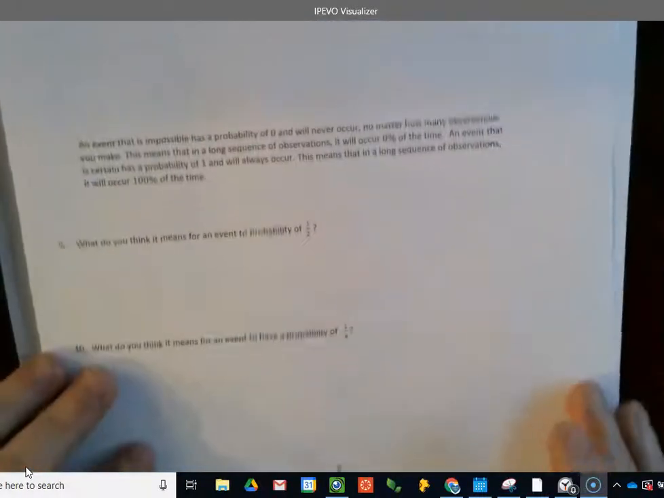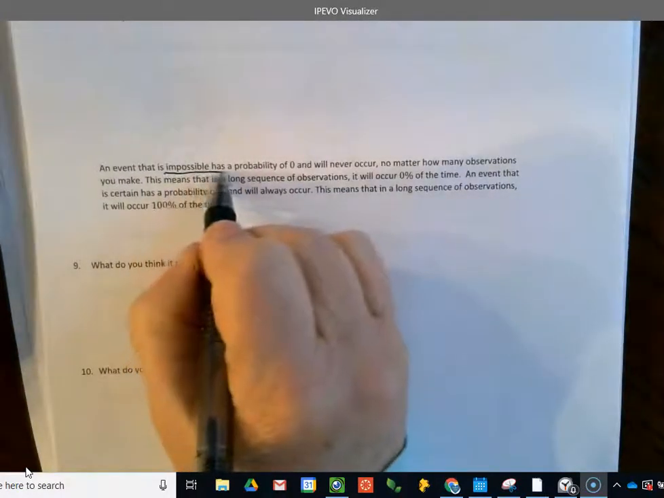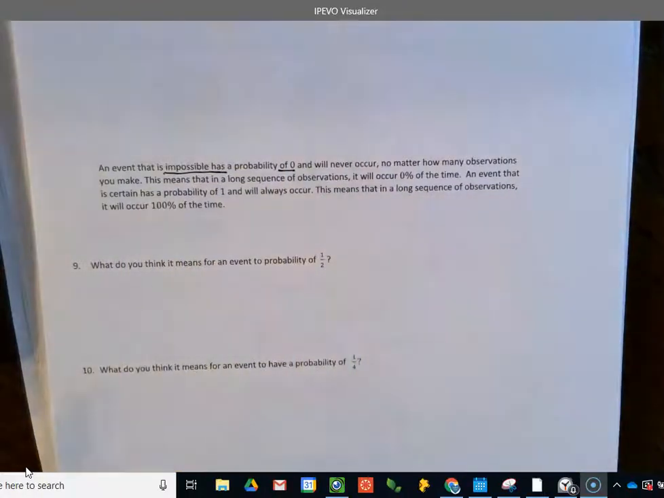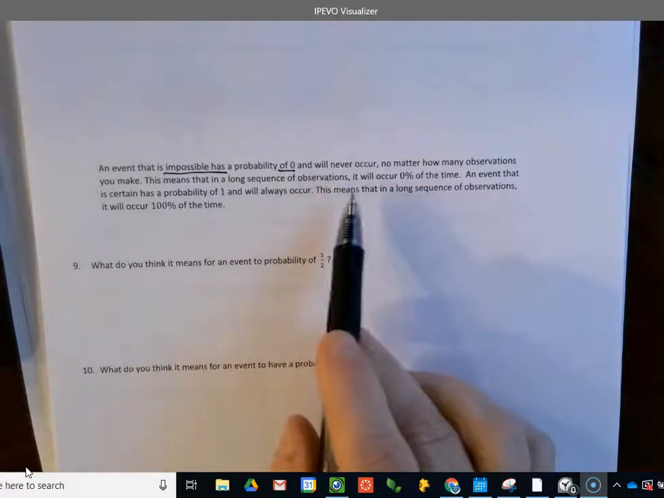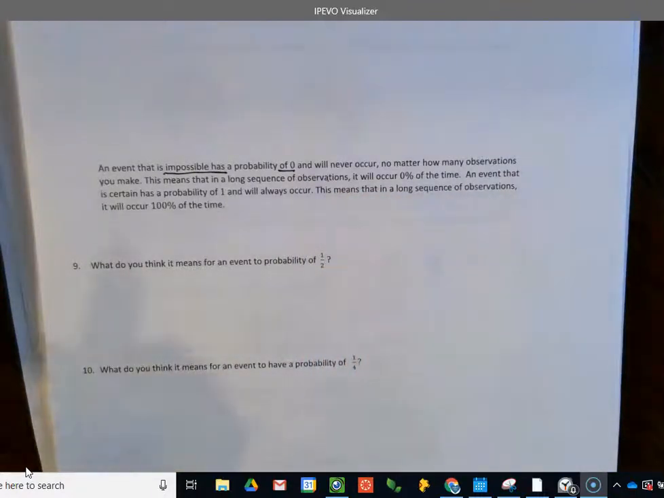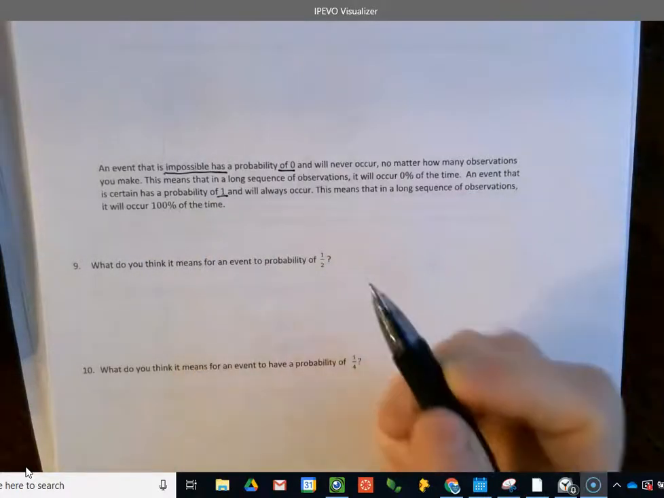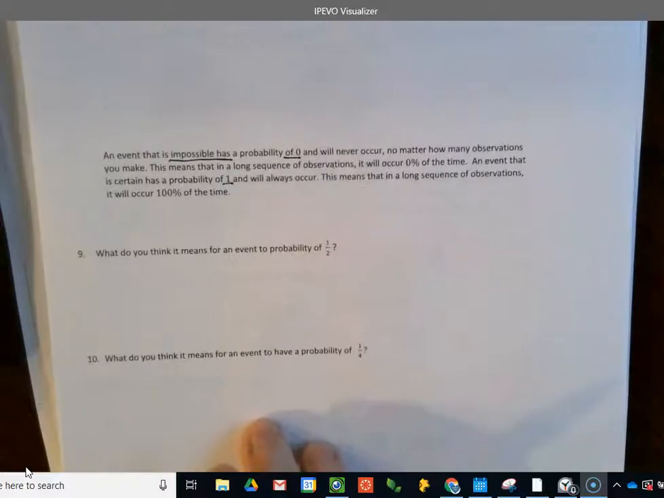All right. Now let's take a look at the bottom. An event that is impossible has a probability of 0. It can't happen. No matter how many times you try it, it cannot happen. So no matter how many observations, and sometimes that's called trials, it'll occur 0% of the time. An event that has a probability of 1 is always going to happen every single time, no matter how many times you try it, such as the heavy rock falling to the bottom. No matter how many times you try it, it's going to fall to the bottom of the water.